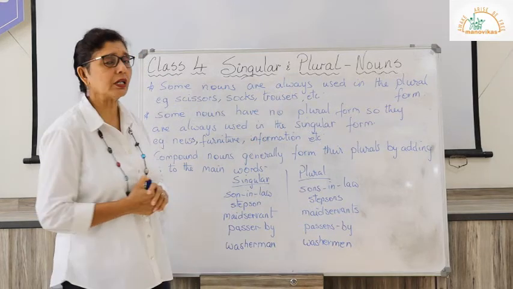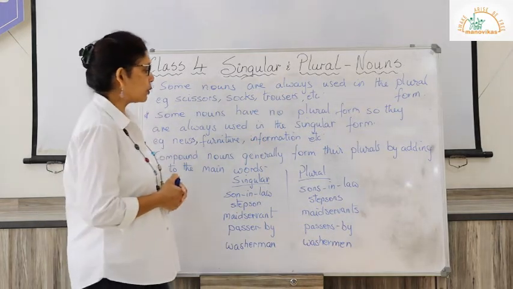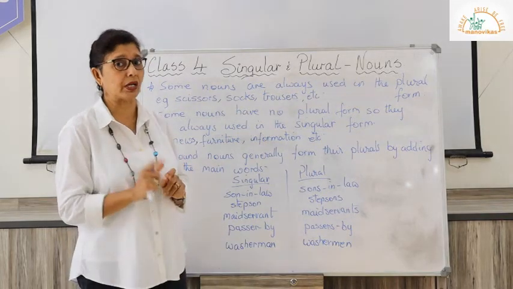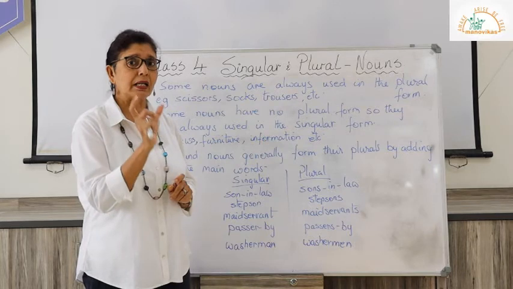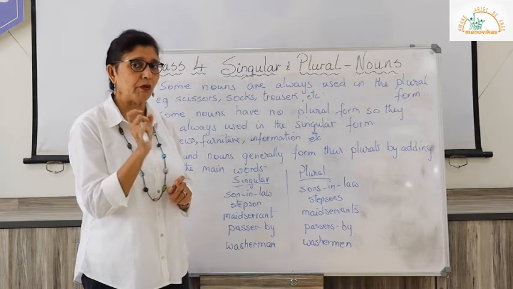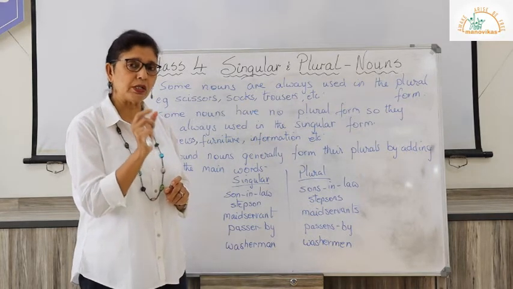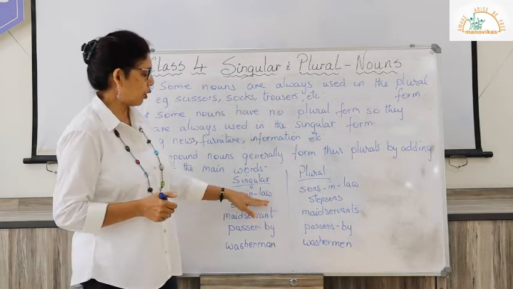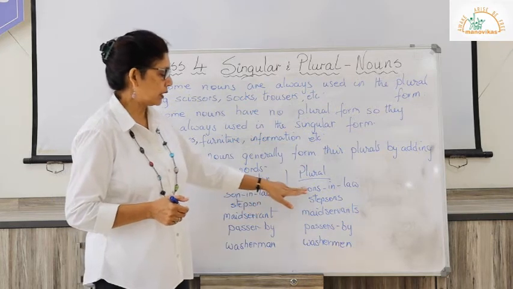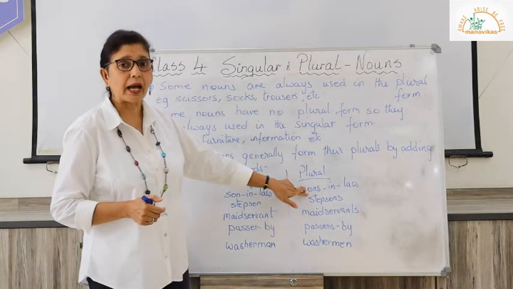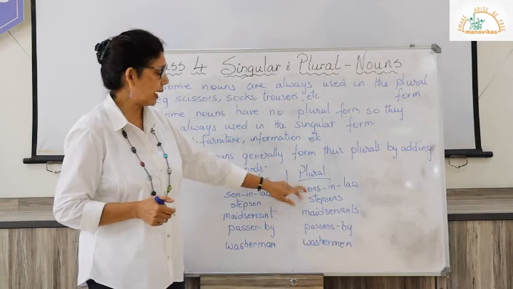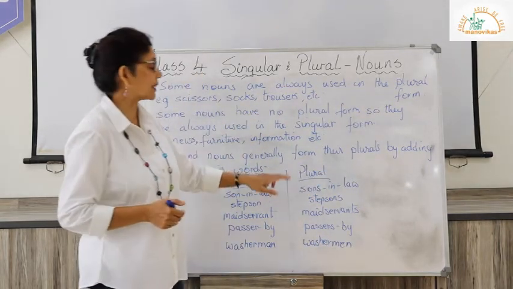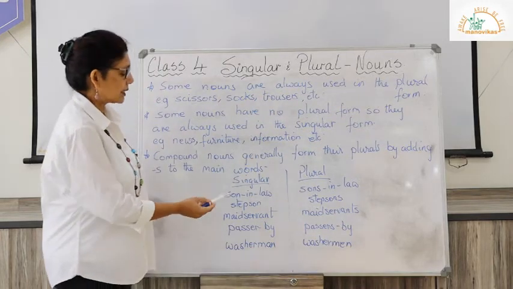Then we have something called compound words. Compound words generally form their plural by adding an s to the main word. Compound words are nouns that are made up of two or three words. So son-in-law becomes plural when you add an s to the main noun, and becomes sons-in-law. You don't say son-in-laws, you say sons-in-law.